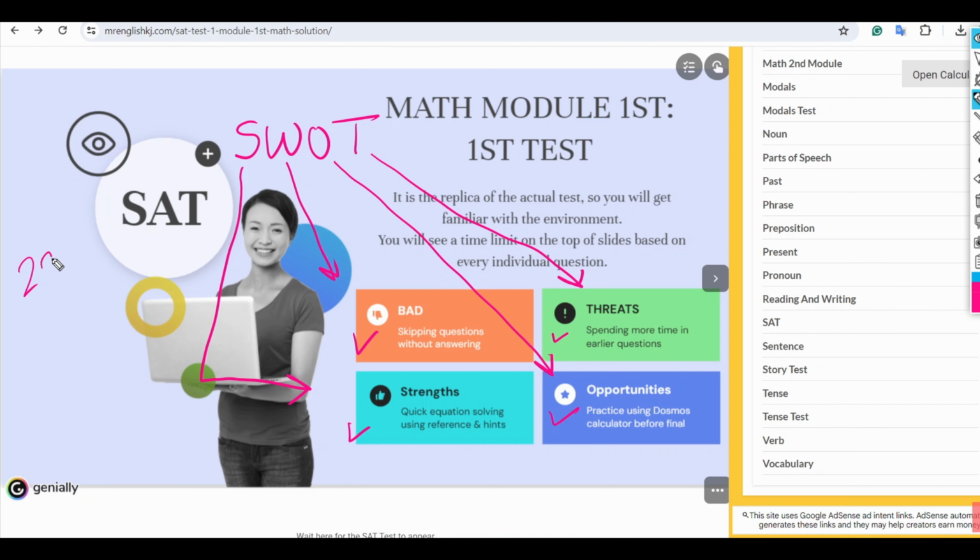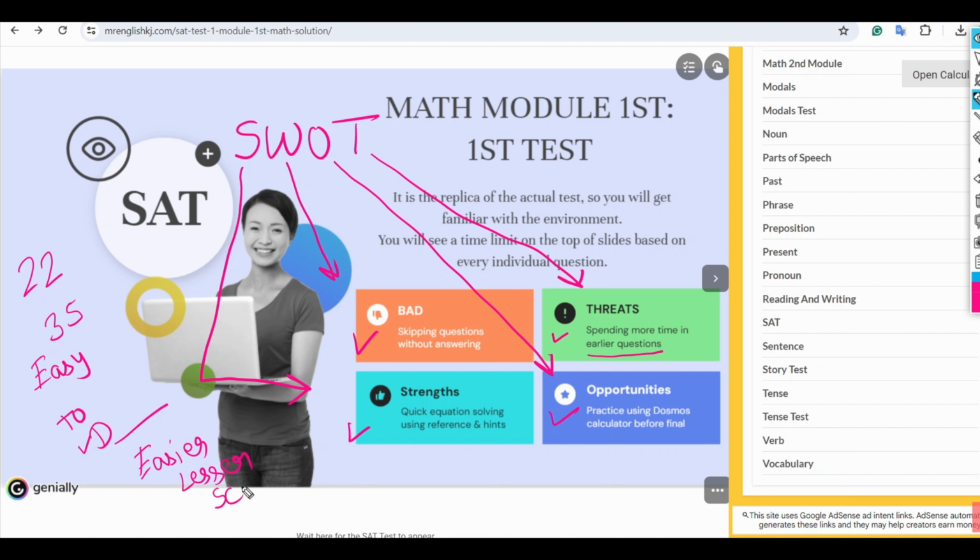You have to do 22 questions within 35 minutes and it is going to be easy to difficult, meaning from easy you go to difficult. So if you spend more time on earlier questions, it is a waste, because then you are not able to solve difficult questions. And in SAT it is simple. The easier the question, the lesser the marks. So you need a good score, you have to do difficult questions. It's important for you. And if you waste your time on easy questions, you will not get good marks because of less score.